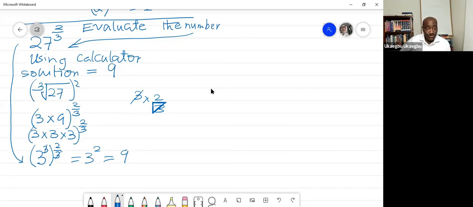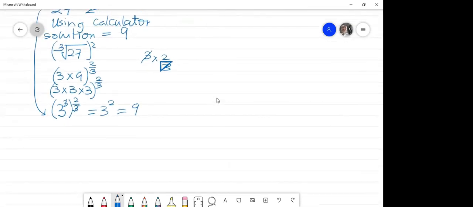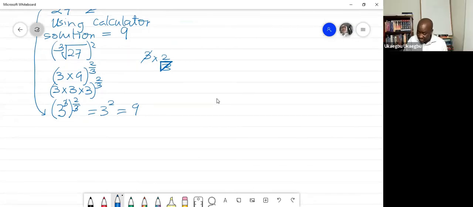On the other hand, if you just want to use a calculator, here's what you can type. Depending on the type of calculator you are using, you can type 27, caret sign, open parenthesis, 2 divided by 3. And then you hit enter. And that should give us 9.